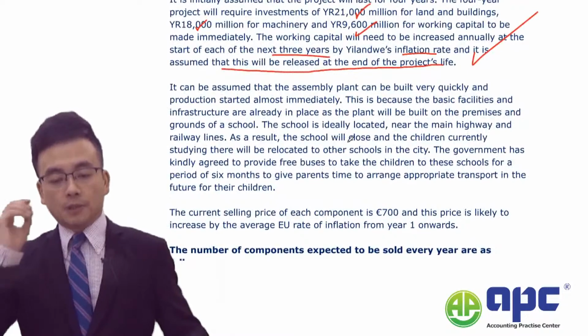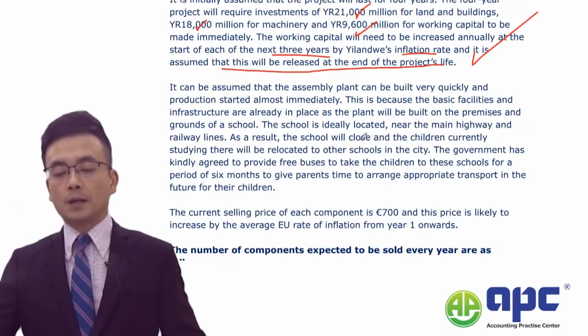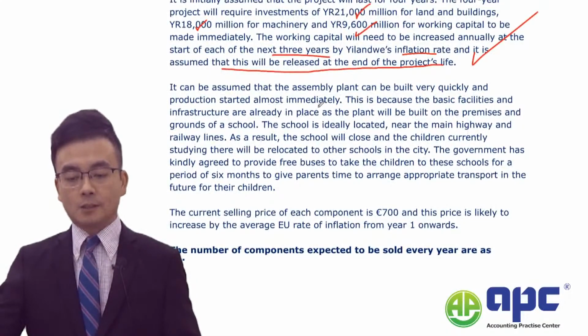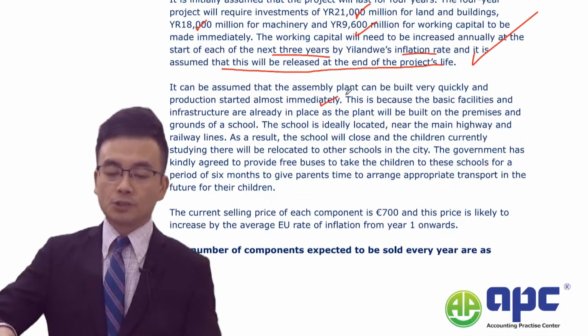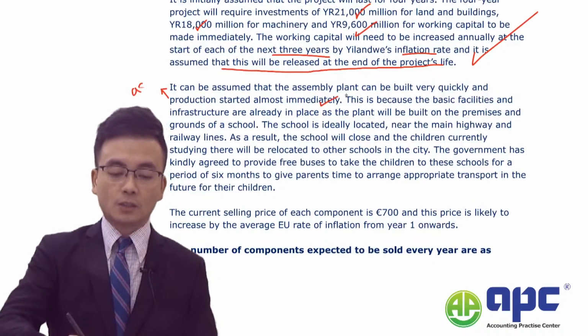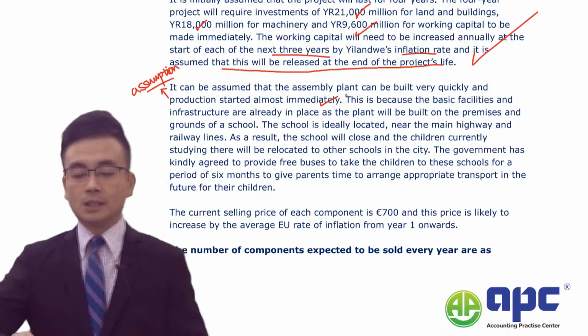Now, next paragraph. It can be assumed that the assembly plant can be built very quickly and production started almost immediately. Alright. But these are the assumptions that we've made, and therefore in Part 2 later on we can challenge that assumption, whether or not there will be delays, okay, in starting a project.